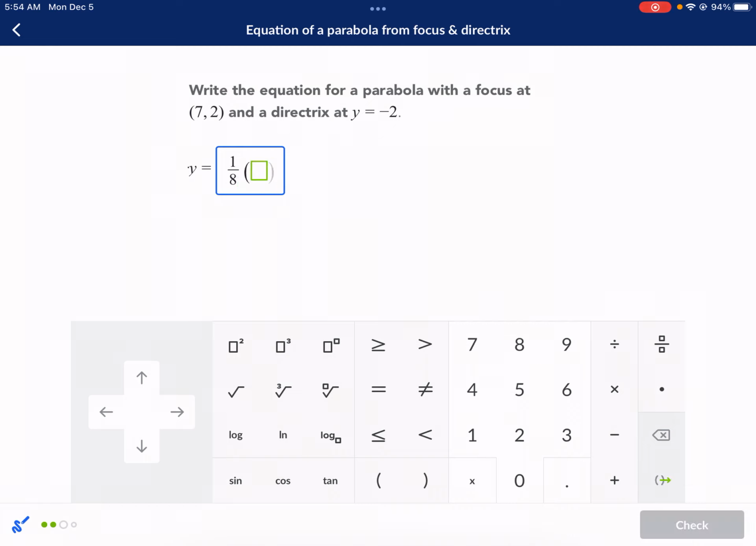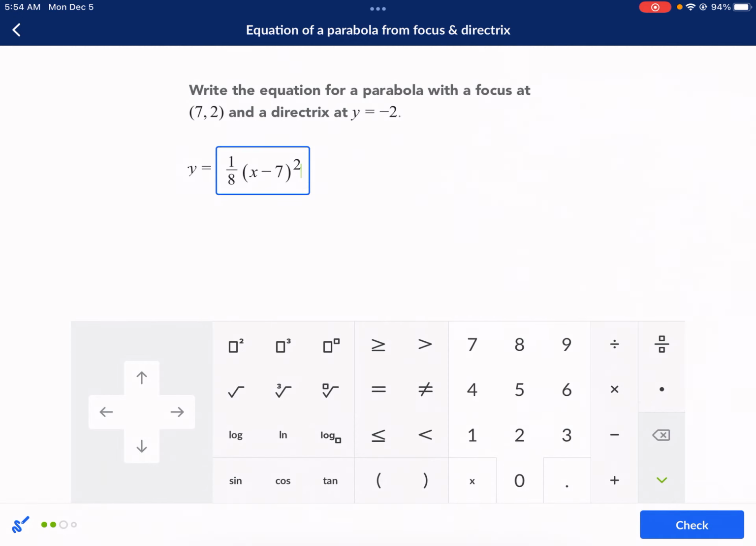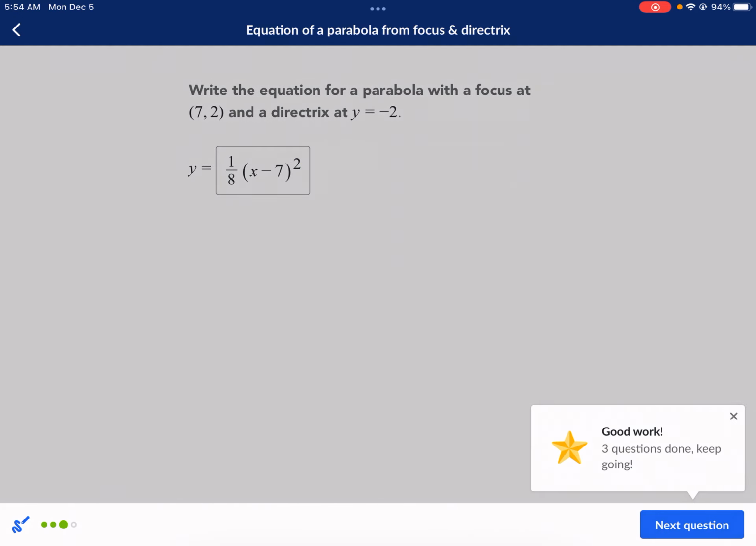Okay, then we have x minus 7, because that's where the vertex was, squared. My y value was 0 for the vertex, so I don't need to add anything, and I should be good. And there we go, last question.